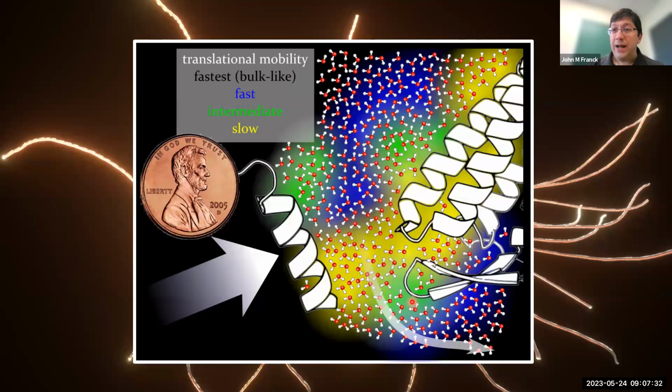But I want to point out that that's just one thing that's changing, right? The water at these differently colored sites is different in a whole host of ways. It has a different residual entropy. There's a different activation energy to move it out of the way. All sorts of things are different, right?